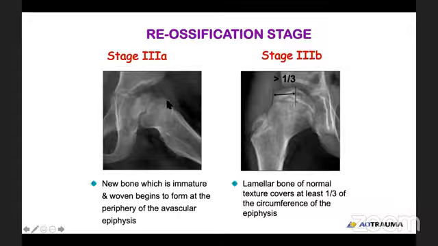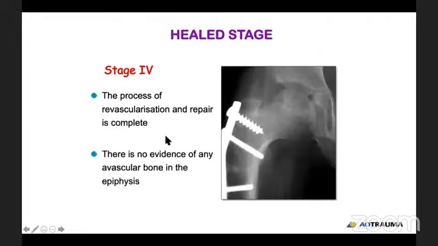3A is when you start seeing little immature woven bone which is forming at the periphery of the epiphysis. And once you see a more mature lamellar bone, which occupies at least 1/3 of the circumference, and that's stage 3B. So basically, it's just a further evolution of the stage of reossification. And finally, you have that last stage, which is stage 4, where the entire reossification and revascularization is complete. There's no evidence of any avascular bone either, and that's the heal stage.